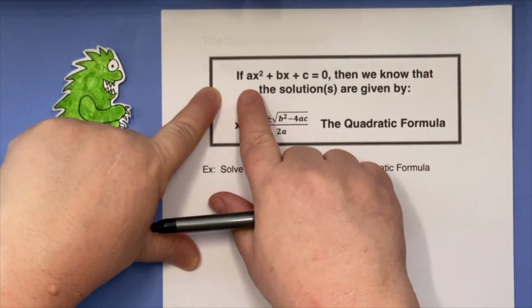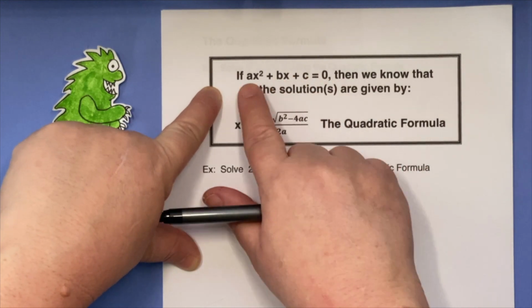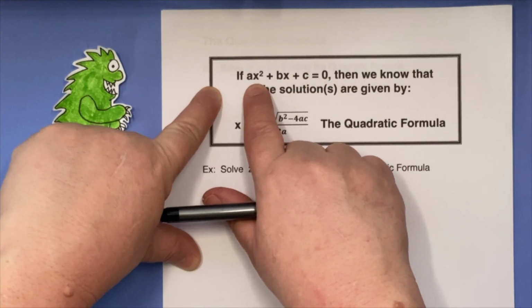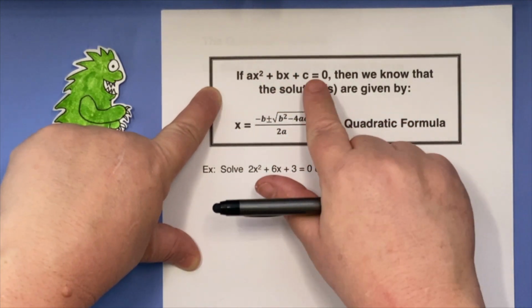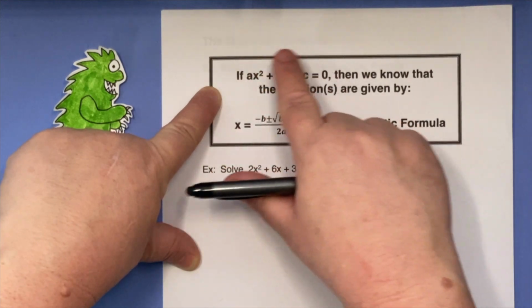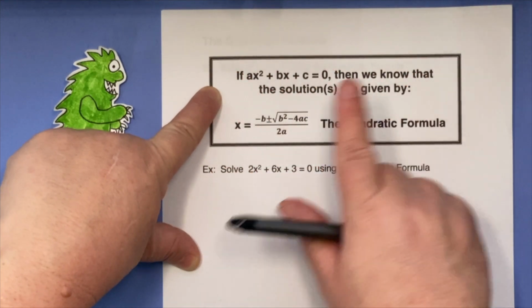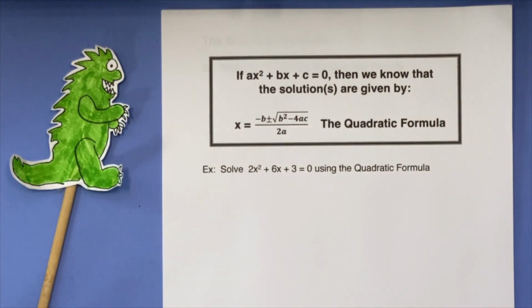One is that you need to have a quadratic equation. And we're going to write it as ax squared plus bx plus c, so in descending order, and it has to equal 0. If all of this is true, then x is given by this formula. And the formula looks a little imposing, but once you practice with it, it's not so bad.